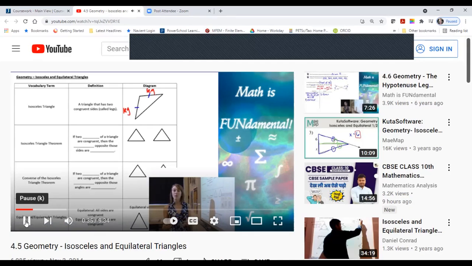Now, a little bit more vocab here, I'm going to embed it into this definition: this side, the non-congruent side, is what we call the base. And we have to be careful because the base is not always on the bottom of the triangle. It simply means the side that's not congruent to the other two. All right, so we have that.